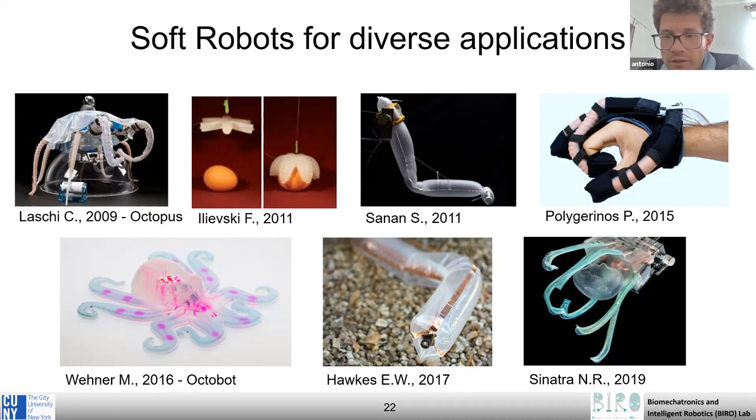Other applications include grasping and manipulation that allow handling many kinds of objects with different shapes, or also fragile objects like eggs or fruit, vegetables, and also delicate animals like the jellyfish in the bottom right figure. Finally, other applications include inspection and exploration of unexplored spaces, or also rehabilitation and assistance, like the glove in the top right figure.